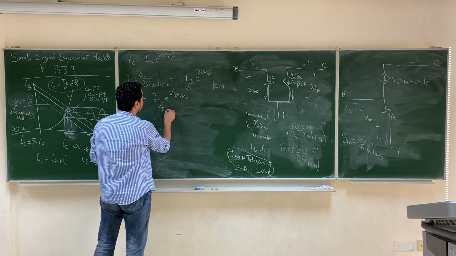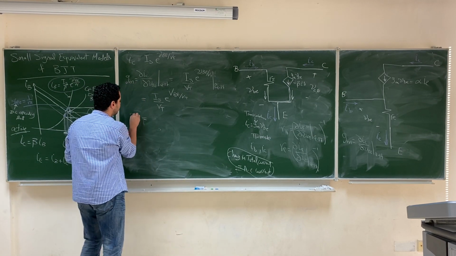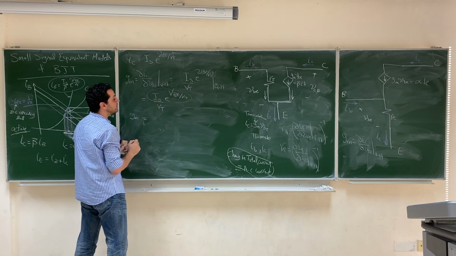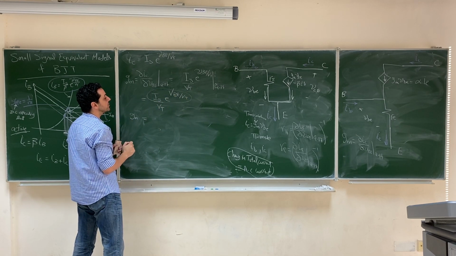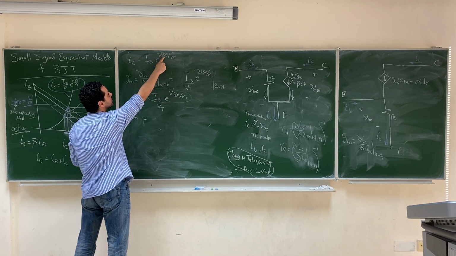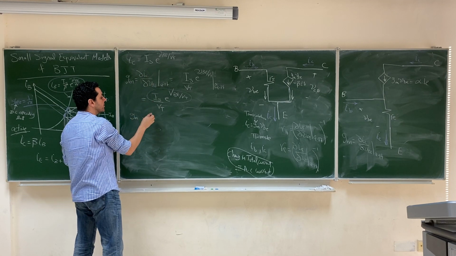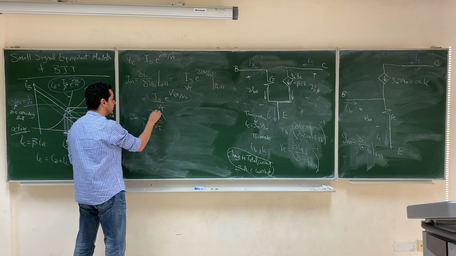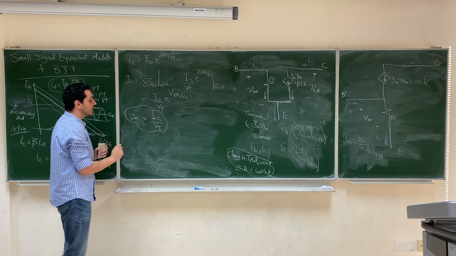So this will give us GM equals to, what is this? This is the DC value of IC. It's the same IC when we replace VBE total by VBE DC. So it will give us the DC value of IC divided by VT. So this is how we calculate GM.